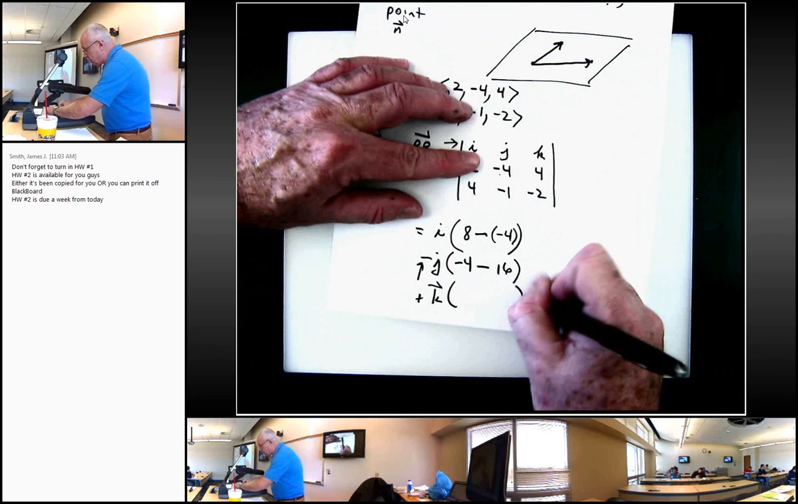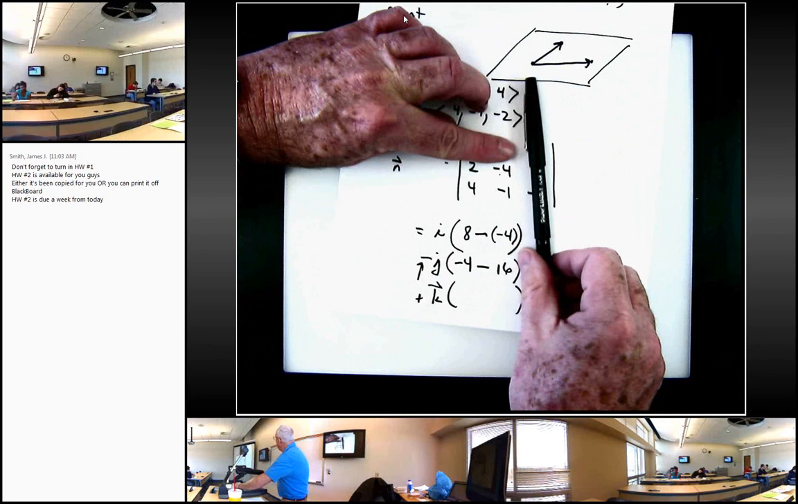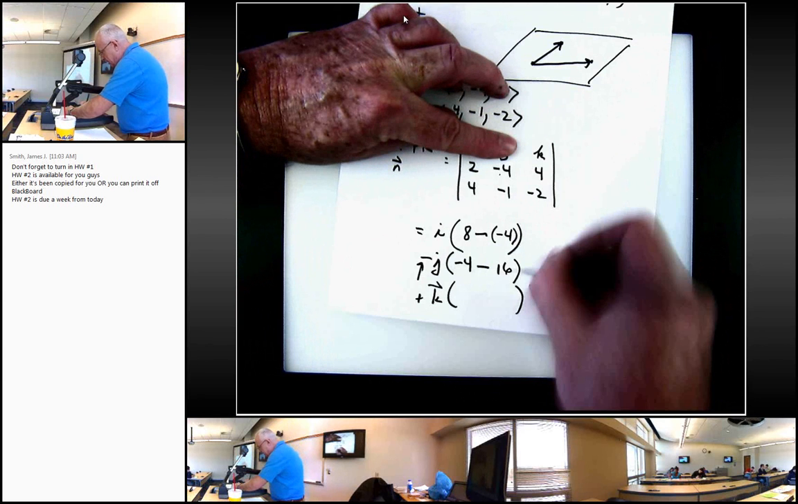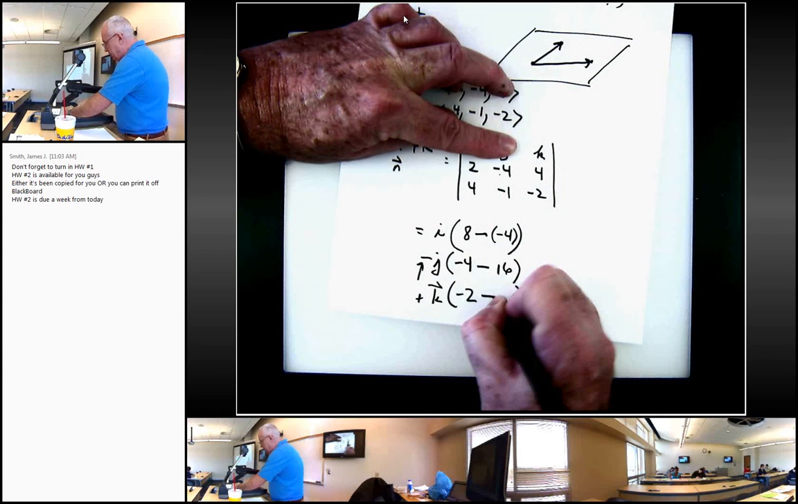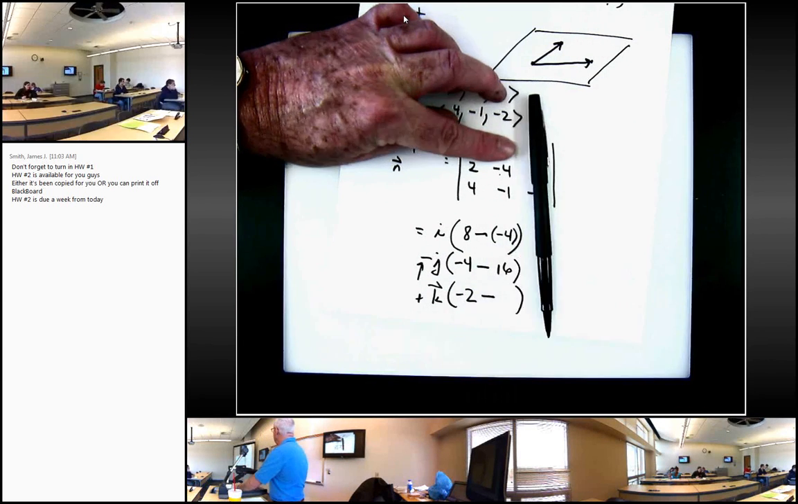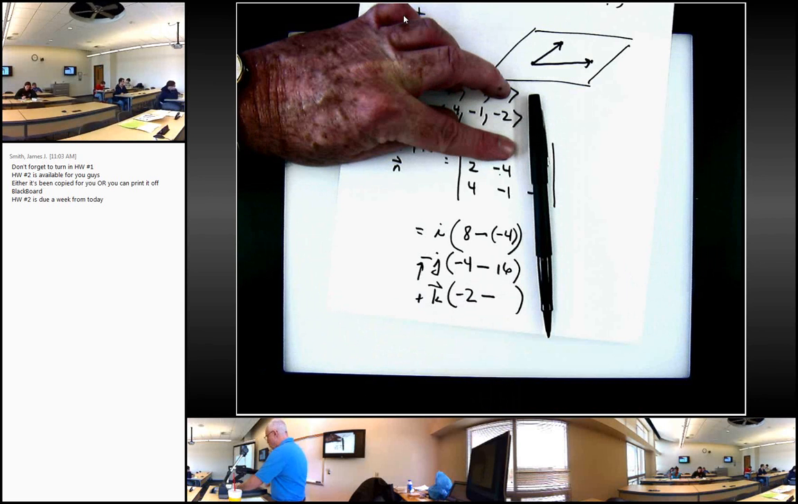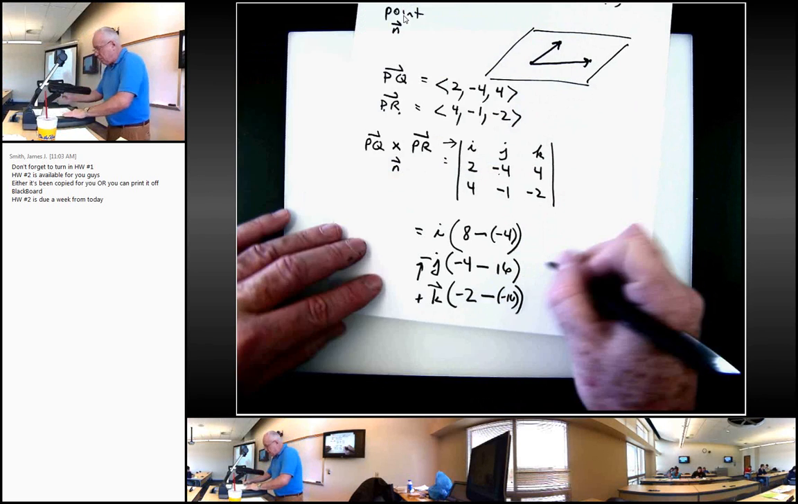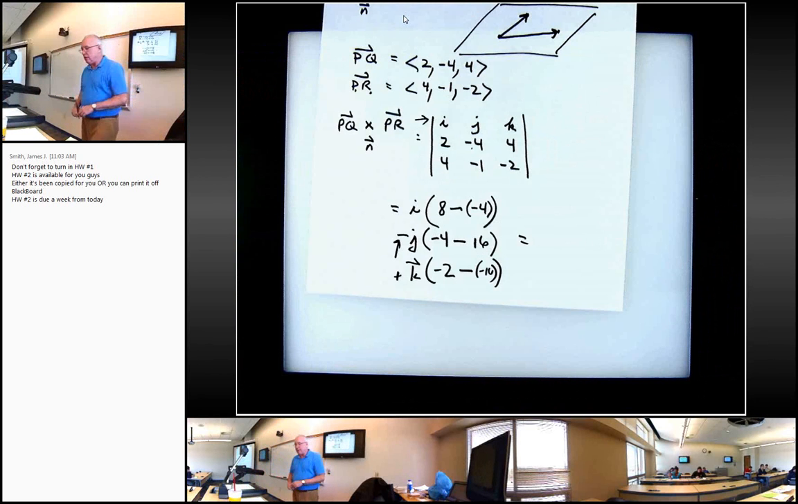So let's cross out the row and column for that. And so we have here, 2 times minus 1. That's minus 2. And then we have a minus, and then we have 4 times minus 4, which is a negative 16. Okay, let's see what we end up with here for our orthogonal vector.